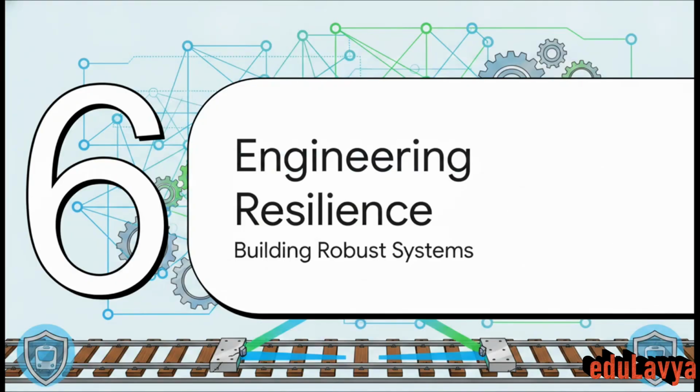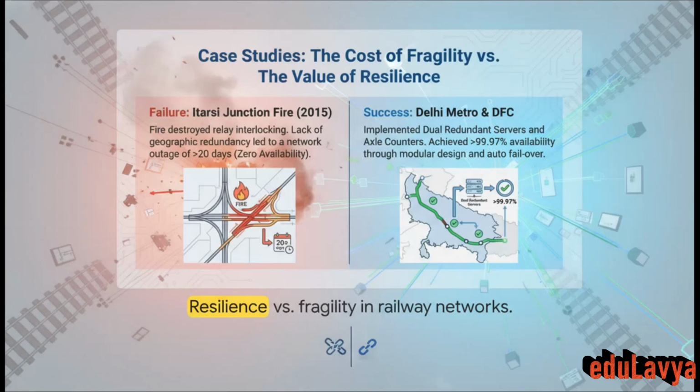Part 6. Engineering for resilience. Now let's weigh the real cost of fragility against the immense value of resilience. On the left, we have a pretty sobering case study, the Itarsi Junction fire from 2015. A fire completely destroyed a vital relay interlocking room. And because the design lacked geographic redundancy, this single point of failure led to a massive, crippling network outage that lasted over 20 days. Think about that, 20 days of zero availability.